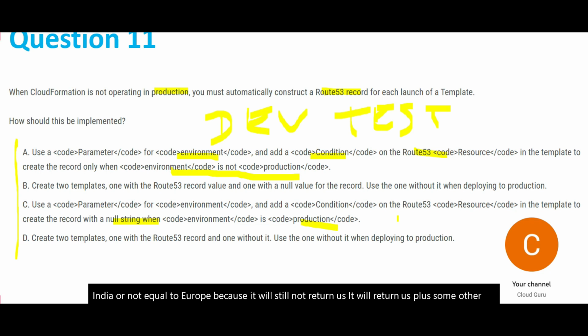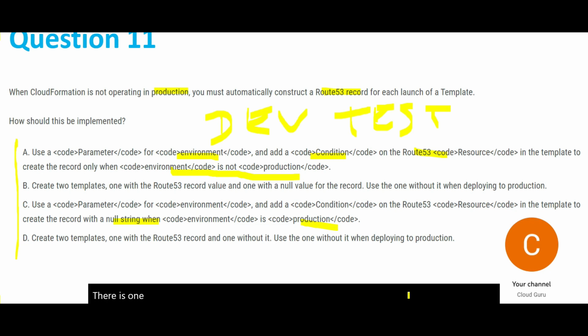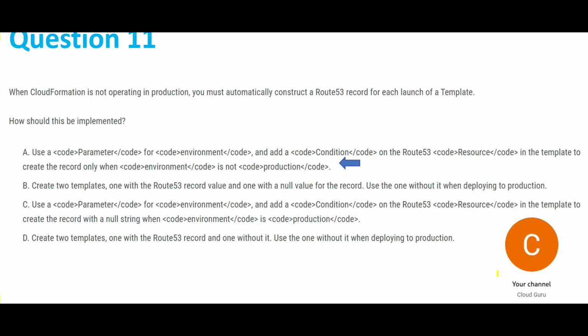But let's look at B and D also. There is one common problem with B and D. The problem is that it is not condition based. You have to deploy to production, which is not the right way of doing it. You will have to build parameter-based logic and condition-based logic. A is the right answer.